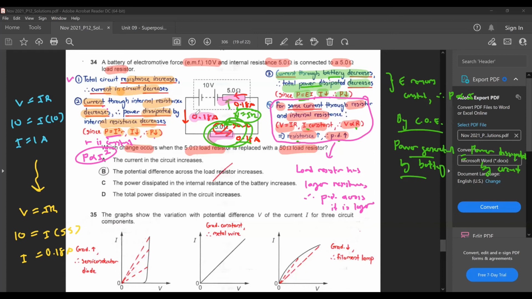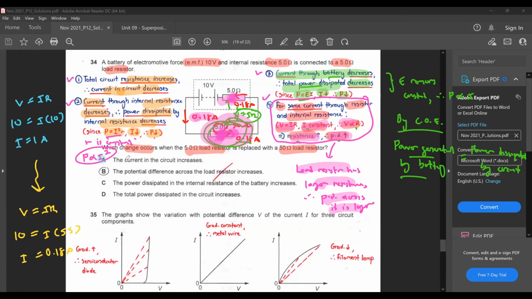Now the current flowing is lesser, but the same lesser current is flowing through the internal and external resistor. I want to make use of a ratio here, where V equals IR, I is constant, so V is proportional to R. The one with the bigger resistance now has a larger PD. In my case, it is this one. The resistance has increased, therefore the PD across it is larger. Now, it probably doesn't make much sense to you right now. Why do I write all these things? It will make more sense once you start reading the answer choices.